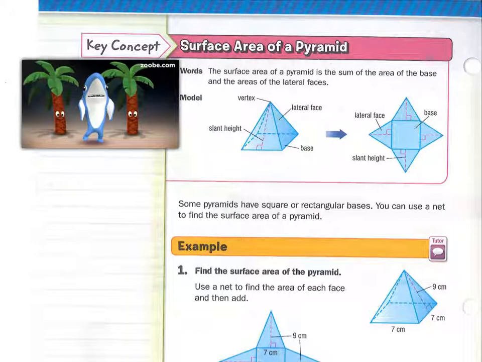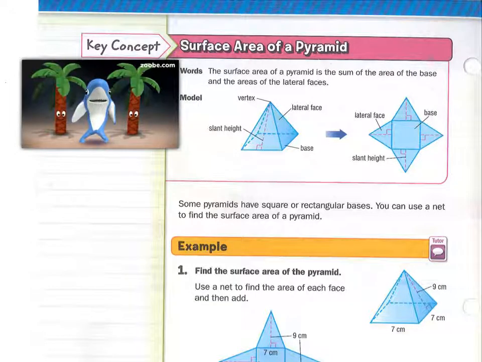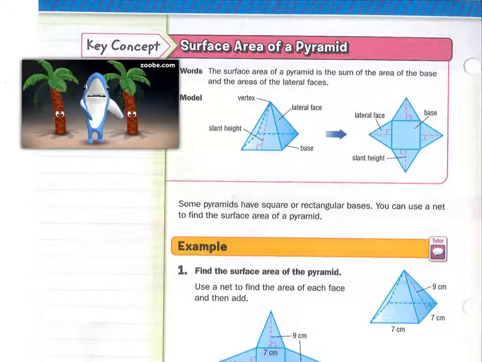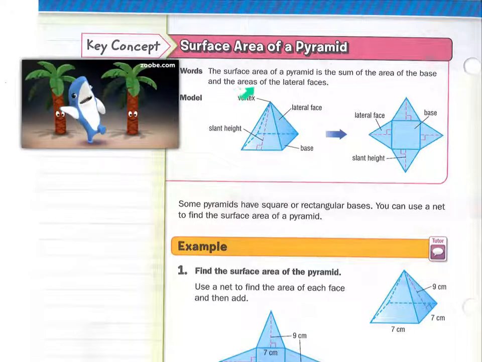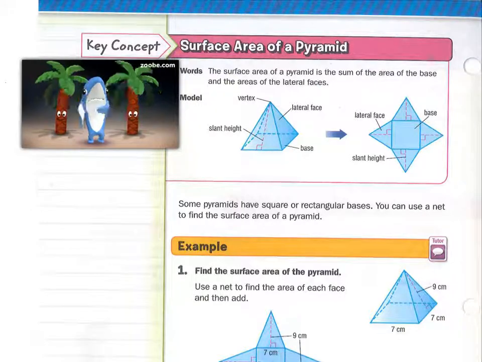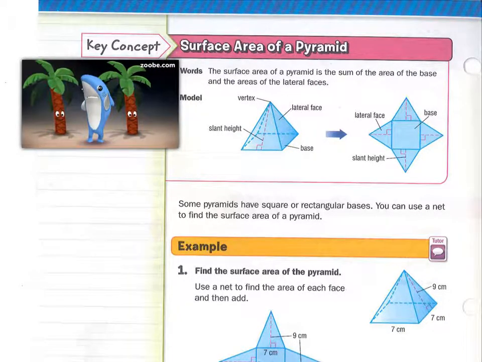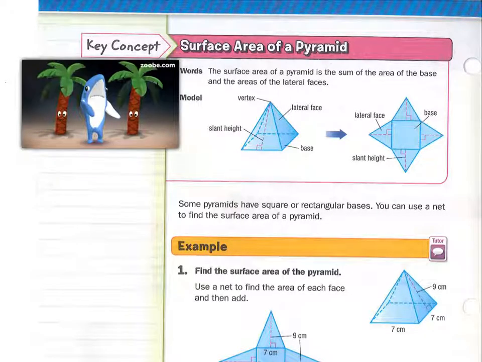Hey there guys, Surface Area Shark here, ready to help you out. The surface area of a pyramid is the sum of the area of the base and the areas of the lateral faces. So just like with the prisms, we will be finding many different areas and adding them together. Good luck!